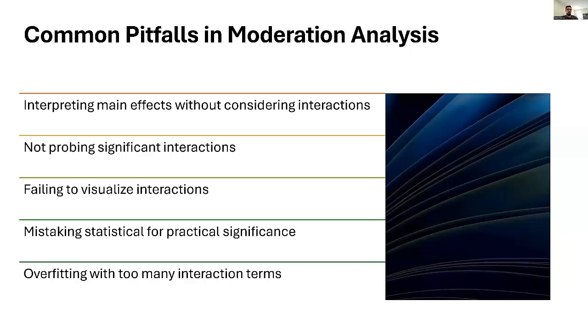Another one is mistaking statistical significance for practical significance. So we can find significant moderation, but it may have a really small effect size. Again, plugging in the extreme values in your actual data set and your sample can help a ton with this, to be like, oh wow, the slopes look really different, but really the effect is quite small.